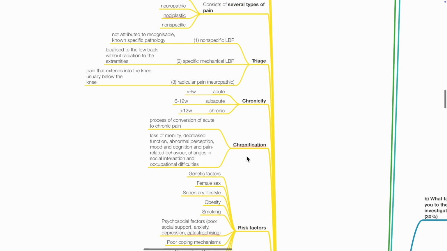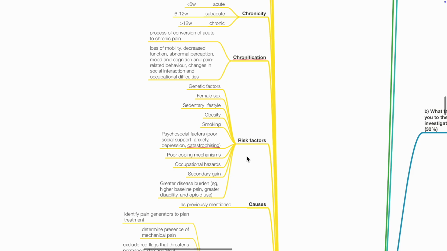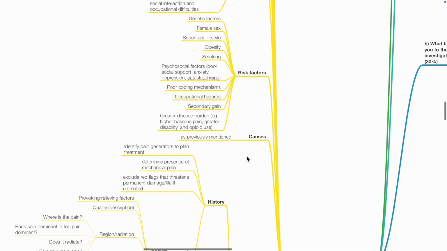Chronification is the process of conversion of acute to chronic pain. There may be loss of mobility, decreased function, abnormal perception, mood and cognition, pain-related behavior, changes in social interaction, and occupational difficulties. Risk factors for low back pain include genetic factors, female sex, sedentary lifestyle, obesity, smoking, psychosocial factors, poor coping mechanisms, occupational hazards, secondary gain, and greater disease burden. Causes for low back pain, as previously mentioned.